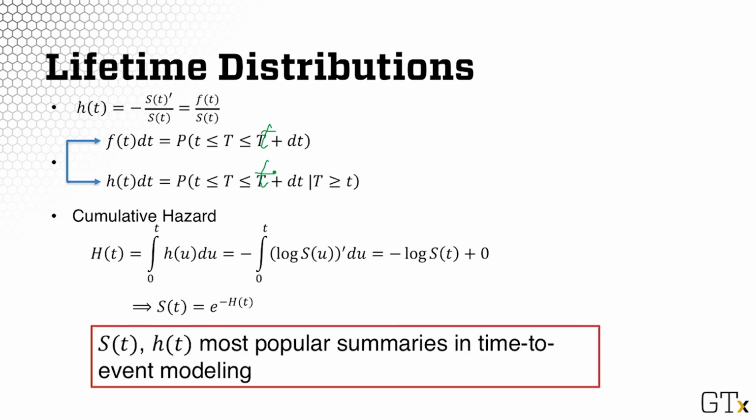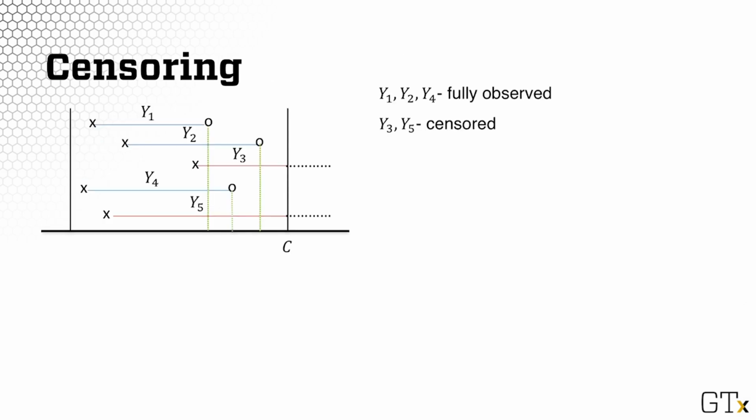In the context of reliability or survival theory, s of t and h of t are the most popular summaries, s of t being the survival function, 1 minus CDF of t, and h of t being the hazard function. Now, one notion is very typical in general for time-to-event methodology. That notion is that you are maybe running an experiment, waiting for the event to happen, but for different reasons, you have to stop the experiment, and not all events happened. So you may have censored data.